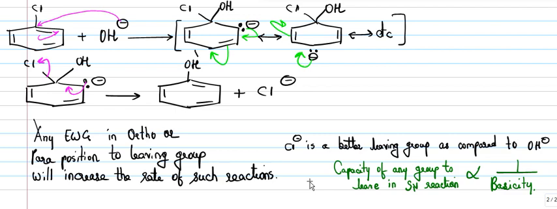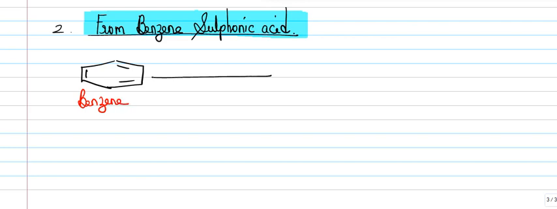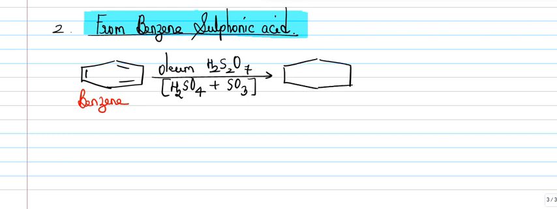Now we take up the second method for producing phenols. The second method of producing phenol is from benzene sulphonic acid. You have to know that benzene, when treated with oleum, which is nothing but H2S2O7, also given as H2SO4 plus SO3, can give us benzene sulphonic acid.